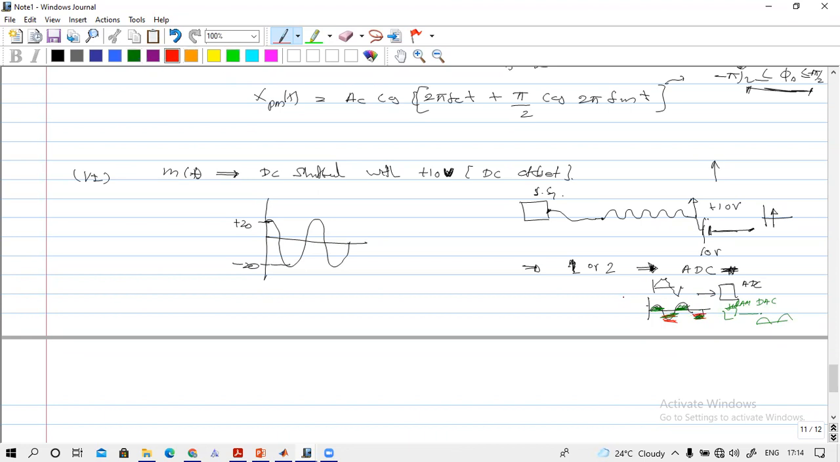We have to do this DC offset, DC shifting. We are shifting the minus values up to plus values. So we are adding some DC offset and shifting the signal like this. Then we can sample the signal. Anyway, we will come back to our question.